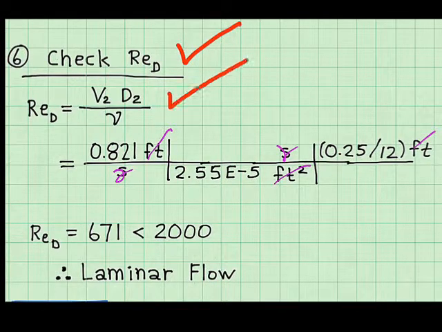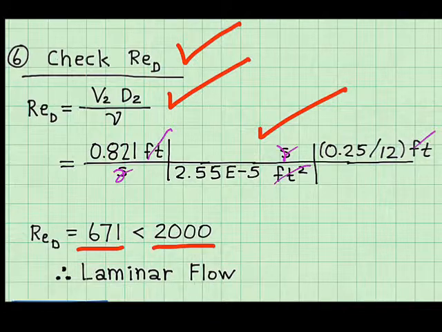Here's the formula I used. I put in numbers, carry and cancel units. The Reynolds number came out to be 671. My criteria for laminar flow is 2,000, and I see that the Reynolds number is less than 2,000. Therefore, my assumption of laminar flow is a valid assumption.